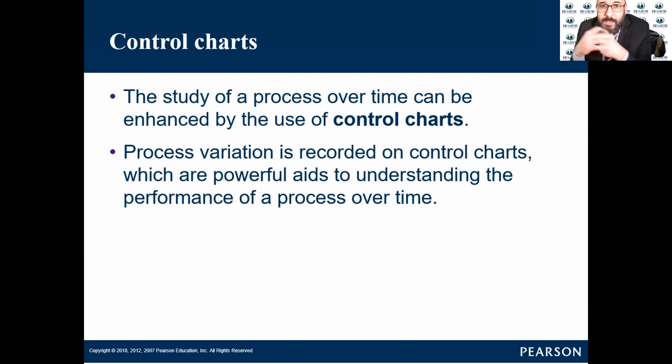So again, it's a tool that we use to study a process to make sure that the process is in control. What does that mean? What does it mean for a process to be in control? The process will achieve the goal that we planned for it. So we need to look into process variation. Through the control charts, we will look into the variation and record it on the control charts. Basically, these are powerful aids to understand the performance of a process over time.